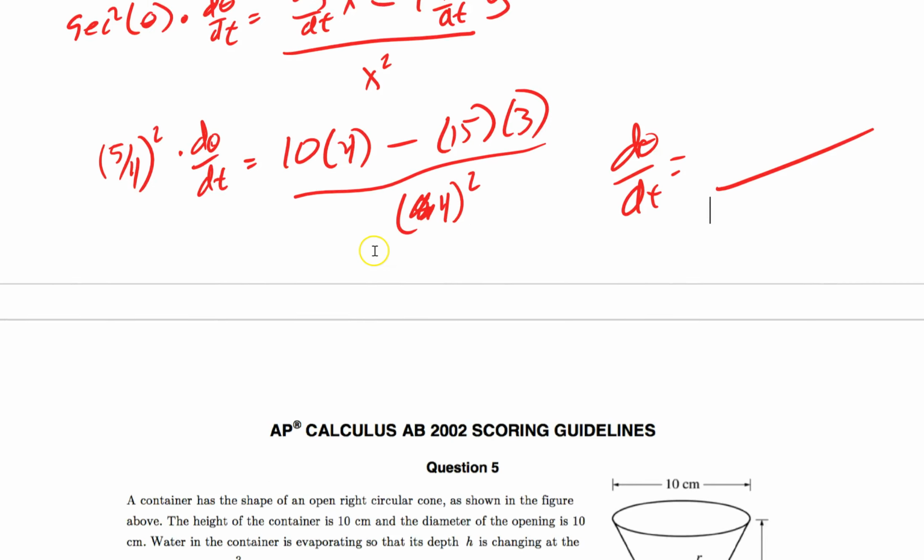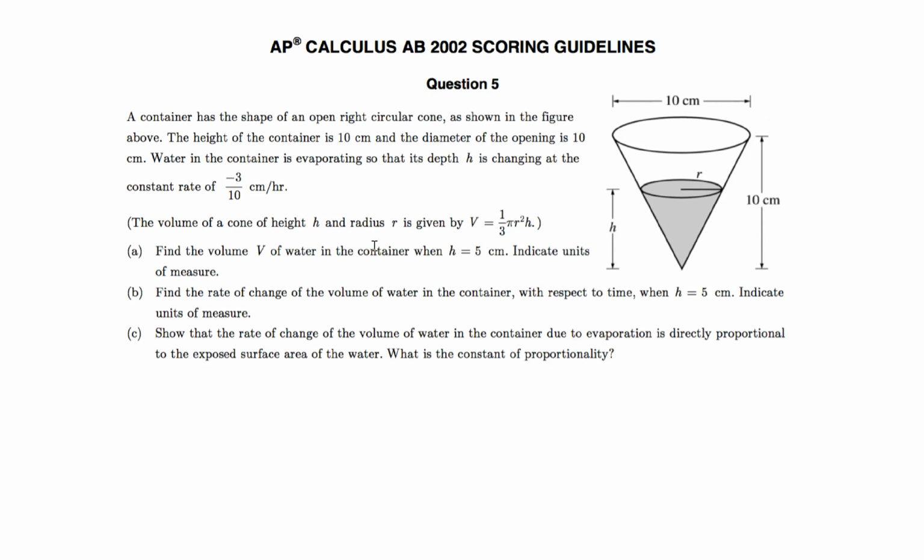Let's do one more related rates question. So from 2002, a container has the shape of an open right circular cone like right here. In the figure above, the height of the container is 10, the whole container is 10. The diameter of the opening is also 10.